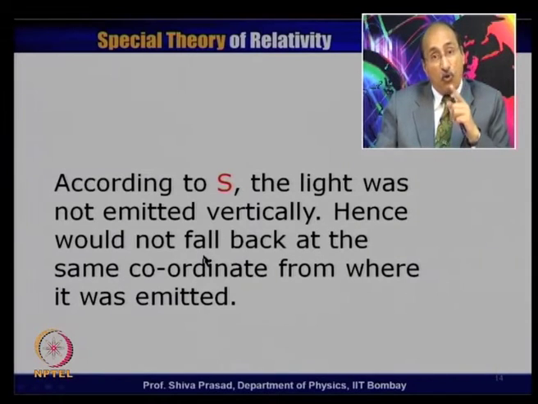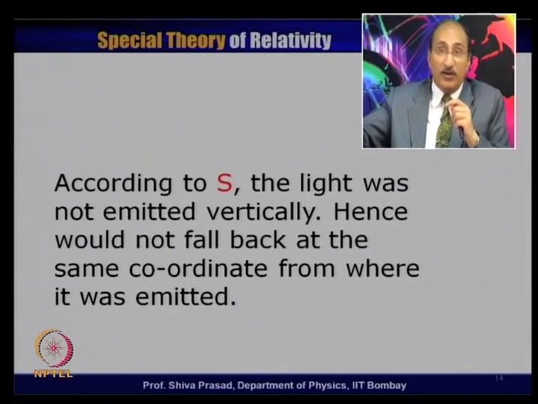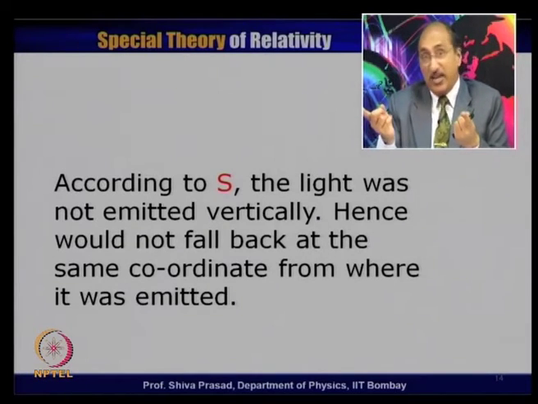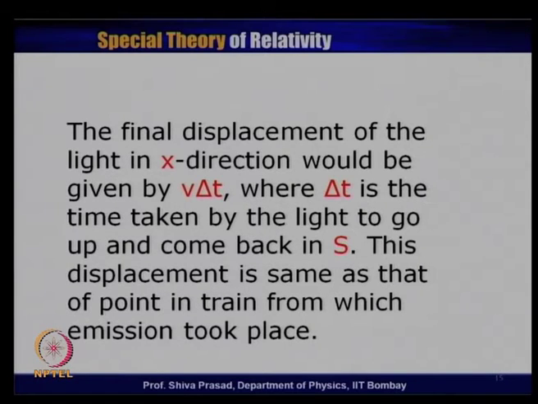What I have written: according to S, the light was not emitted vertically, hence would not fall back at the same coordinate where it was emitted, because if the light does not go upward, but goes like this, then when it falls back, it has to fall at a different point in x. So, according to him, the x coordinate must have changed for the second event. The interpretation of this observer in S would be that the second event has occurred not at the same value of x, but has shifted, and shifted by how much?